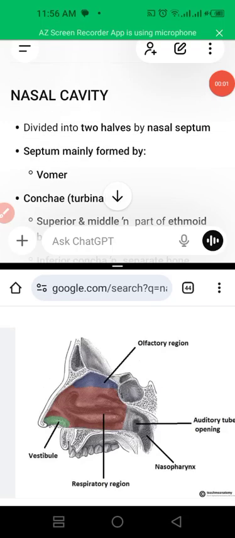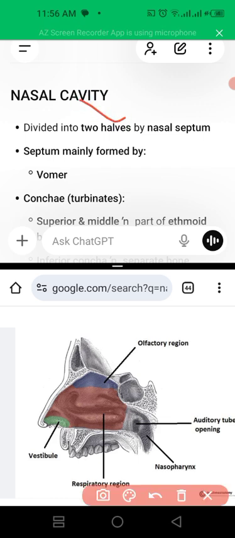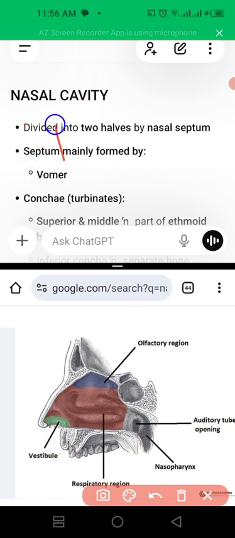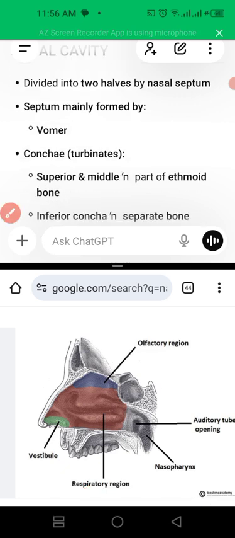Okay, so we will be looking at the nasal cavity. The nasal cavity is divided into two halves by the nasal septum. One half cross section is here, and it is formed by a septum that is mainly formed by the vomer bone. The conchae are turbinates.